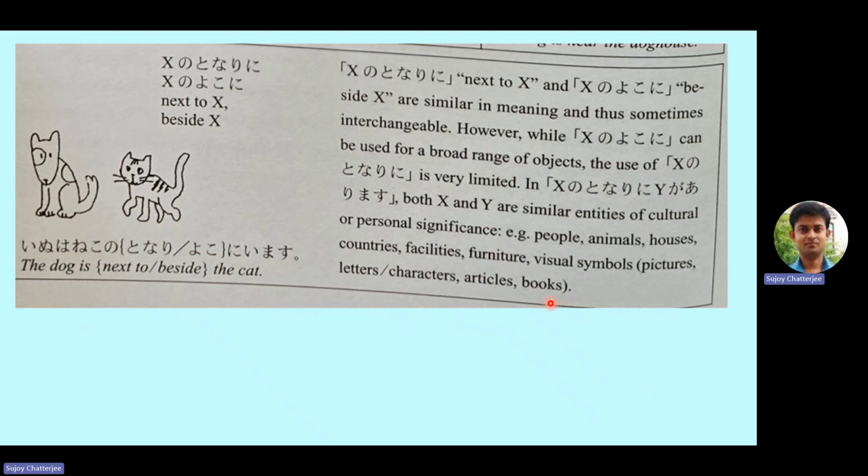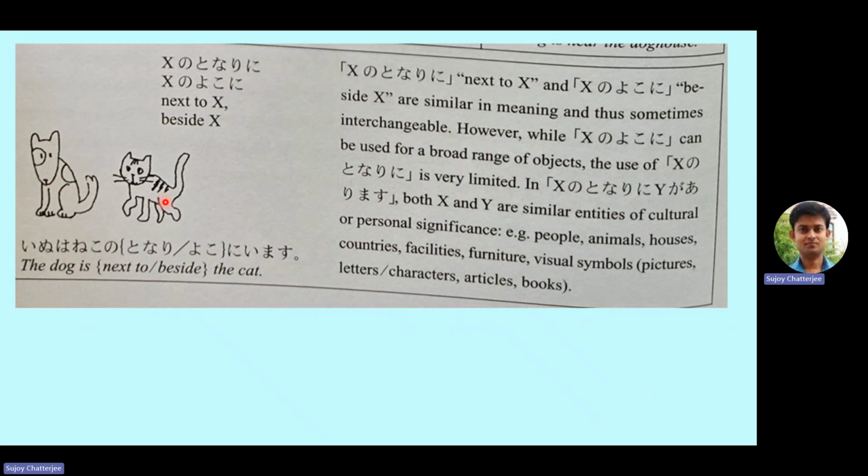So what does that mean? That means you can use tonari only if the two things you are comparing are from the same category. Since here both are animals, or pet animals, then you can use tonari. But if they are different, for example, a person is next to a building, in that case you have to use yoko. You cannot use tonari because person and building are completely different things.